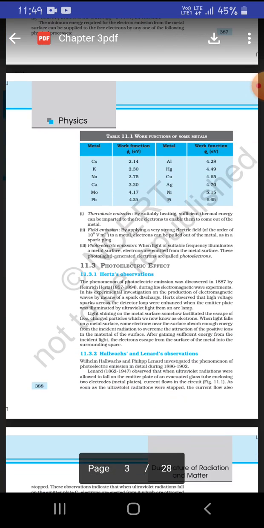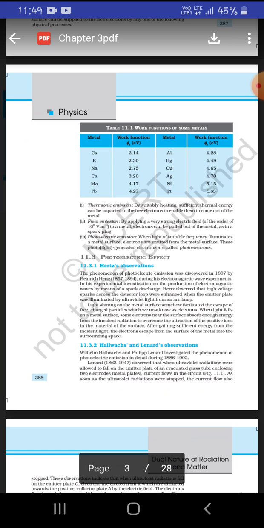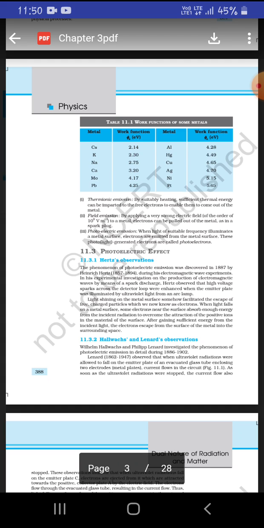So first, there are three types of emission. That is thermionic emission. By suitable heating, sufficient thermal energy can be imparted to the free electrons to enable them to come out of the metal. So by using heating and thermal energy, we can help the electrons to come out. That is called thermionic emission. And field emission is by applying a very strong electric field to a metal, electrons can be pulled out of the metal. So by using a very strong electric field, we can pull the electrons out of the metal. That is called field emission.